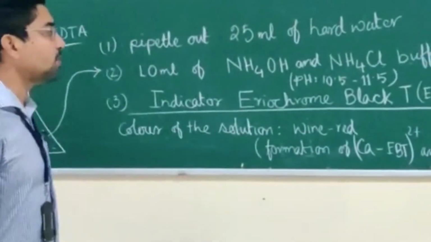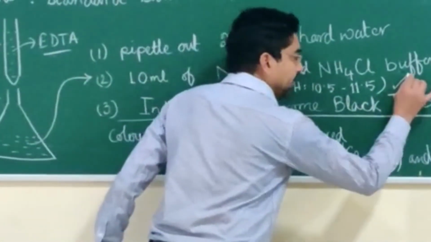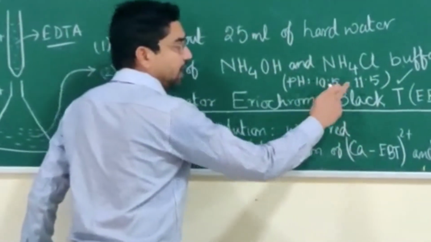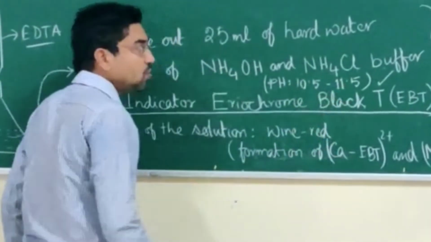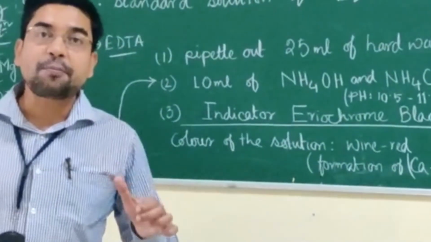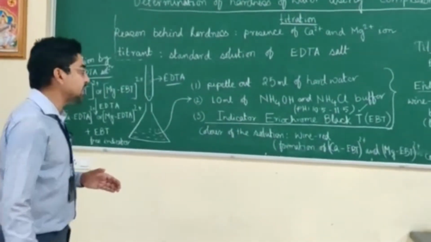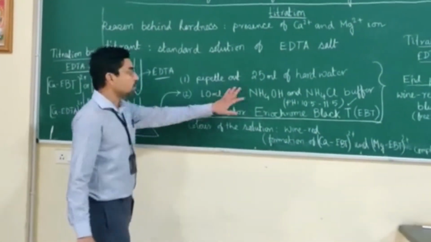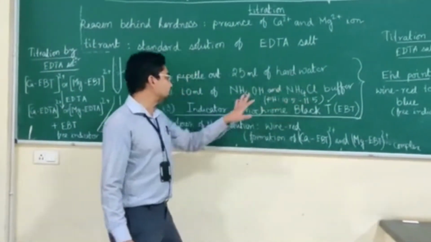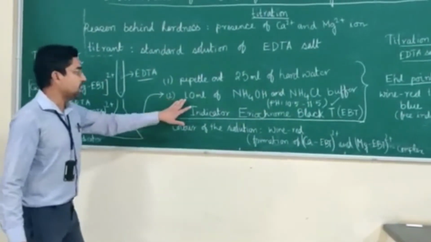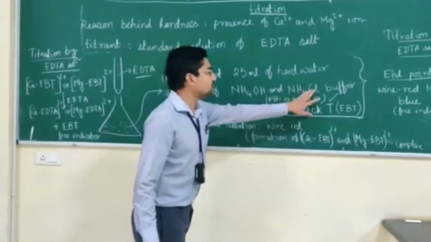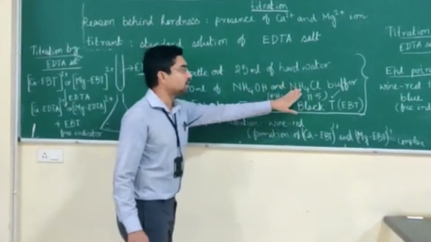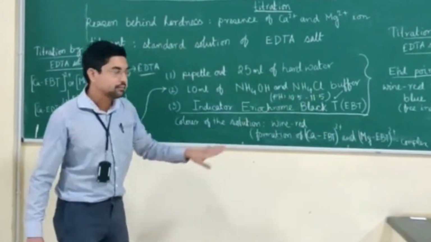What is the function of the buffer? To maintain a pH of 10.5 to 11.5 so that the formation of the calcium EDTA complex is stable. So till now 25 ml of hard water is taken, and then we have added 10 ml of the buffer solution, which is made of ammonium hydroxide and ammonium chloride.